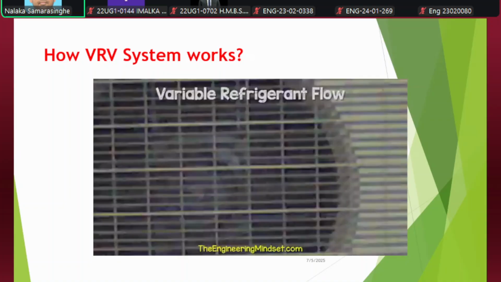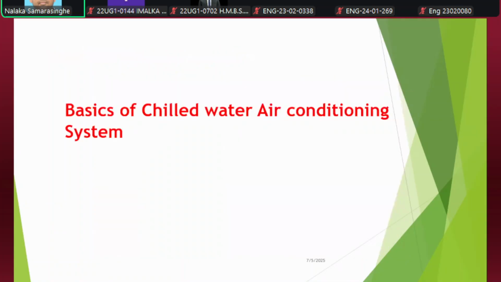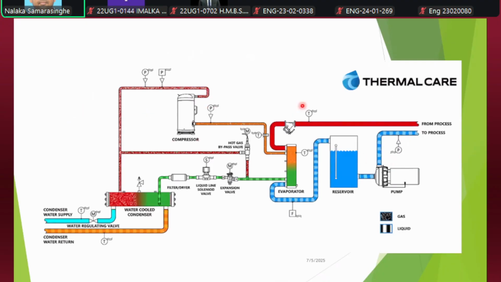Okay. Now we will take a look at the basics of the chilled water air conditioning system, which I told you I will be discussing in more detail. It is the vapor compression refrigeration cycle that is used here also. The only difference is that the configuration is different.